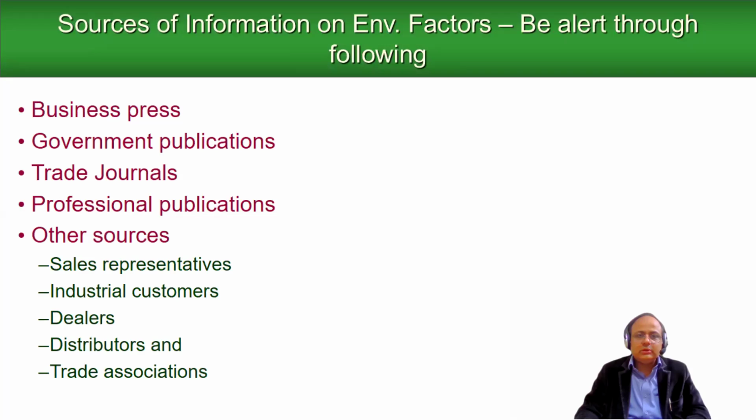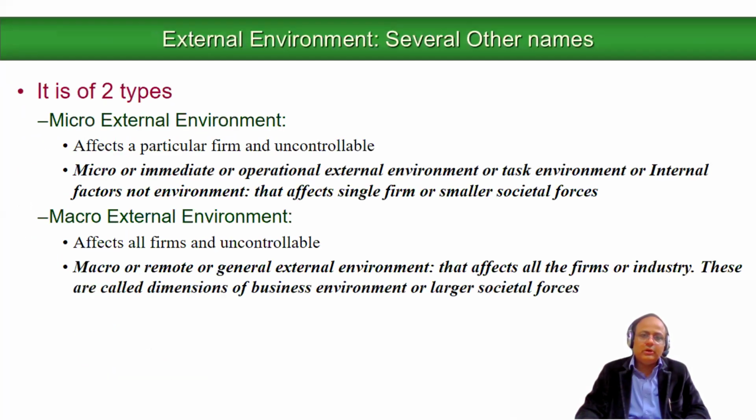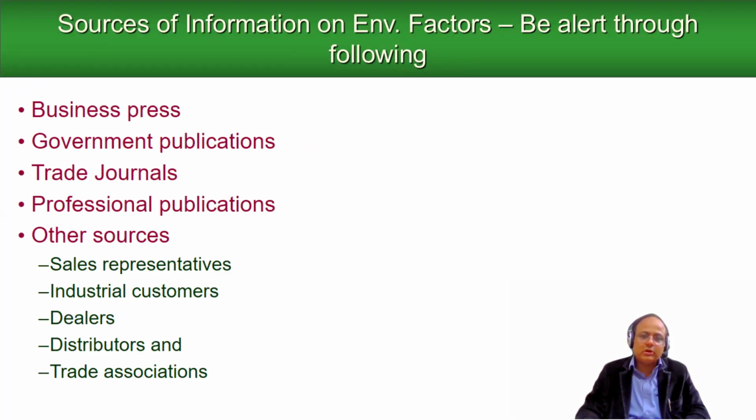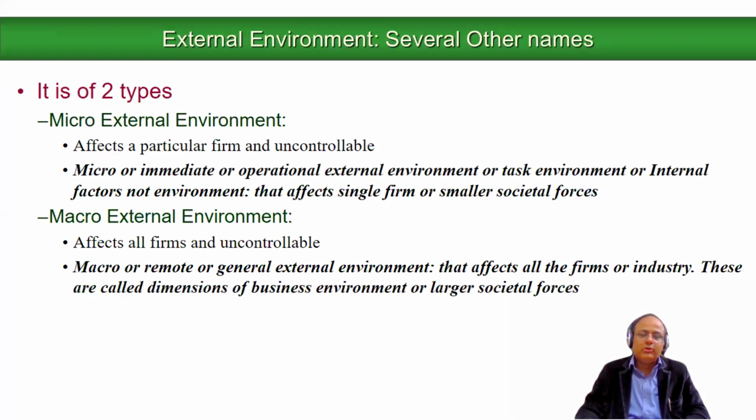In order to do the analysis, we need to have different sources of information. We need to be alert through the following, and these different sources come from business press, government publications available in the market, trade journals, professional publications, and we have other sources at the same time to scan the environment on micro and macro factors. We have sales representatives, customers, intermediaries, and associations that keep on publishing the data. And we need to analyze this data and scan the external environment, and based upon that, we need to make forecasting and match it with the internal environment.